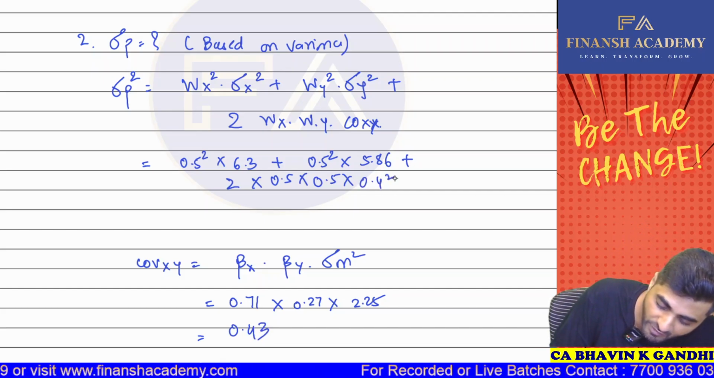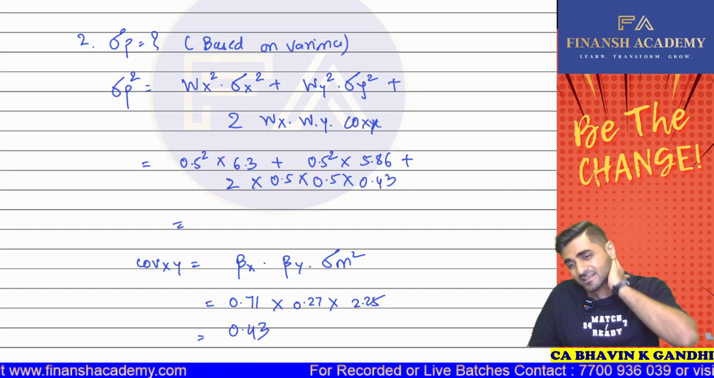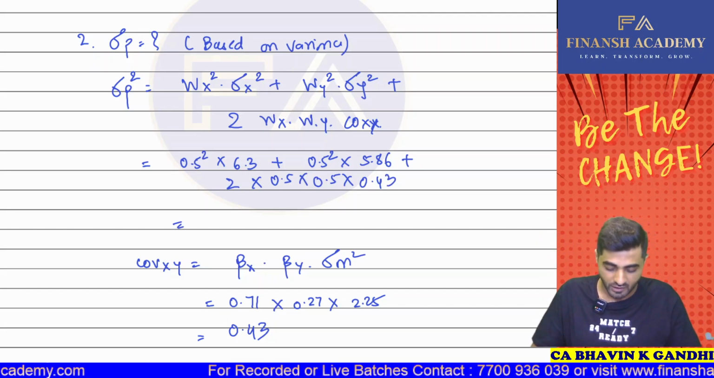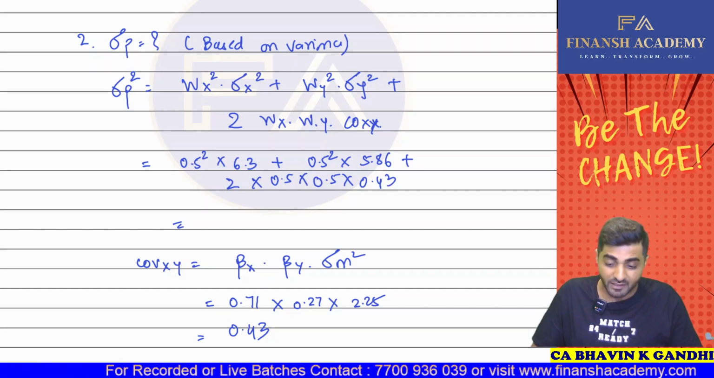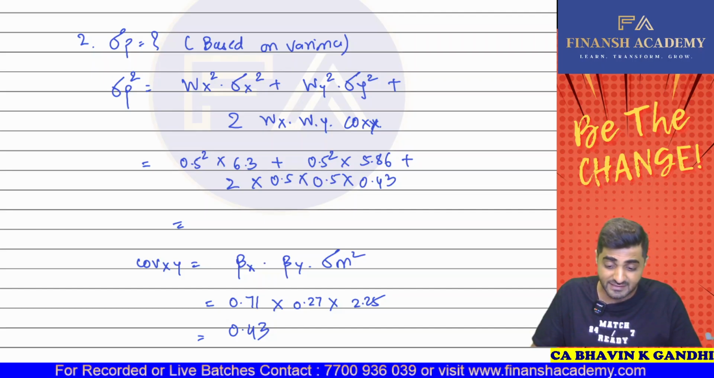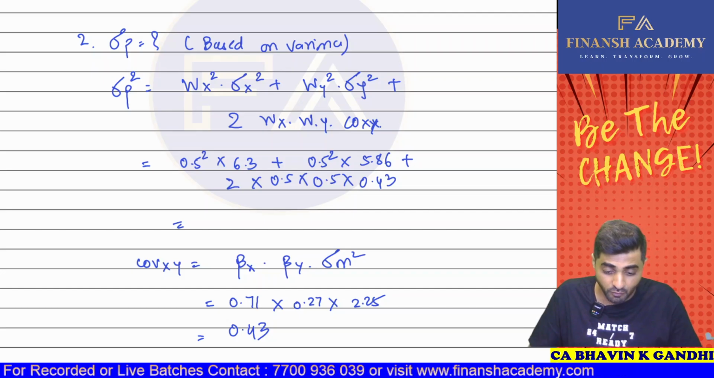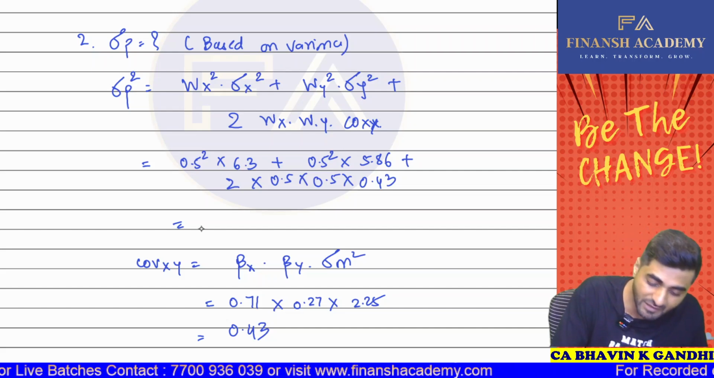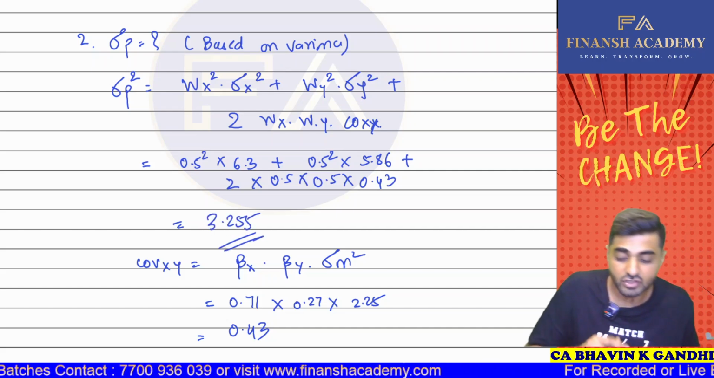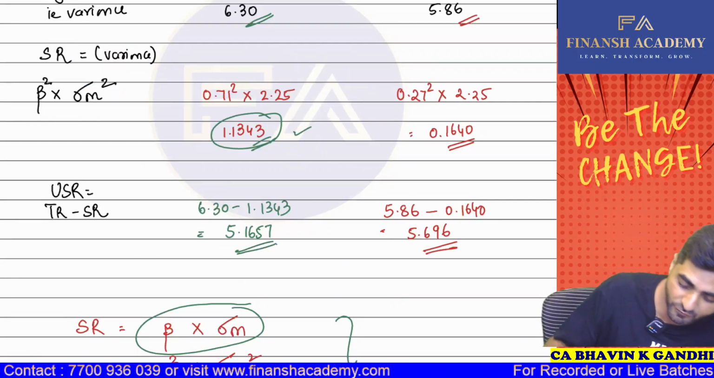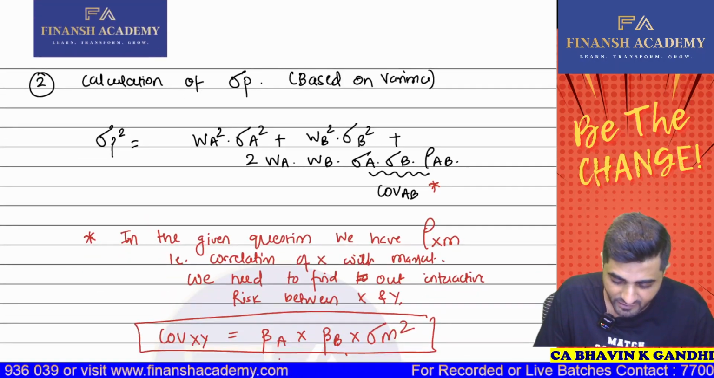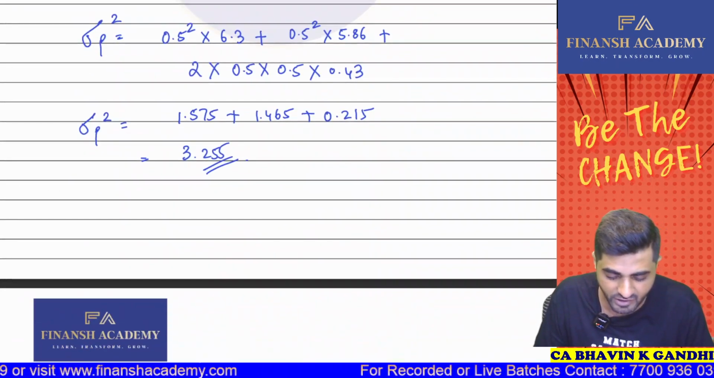Now, can I substitute here 0.43? Yes, sir. So on the basis of this, I can calculate what is going to be your variance of the particular portfolio. So 0.5 square multiplied by 6.3, 0.5 square multiplied by 5.86, and then we have 2 into 0.5 into 0.5 into 0.43. So this will be nothing but 3.255. So is this nothing but your risk of a portfolio which is based on the variance? Come on, yes or no? Yes, sir. And how much is that? So it is coming as your 3.255.